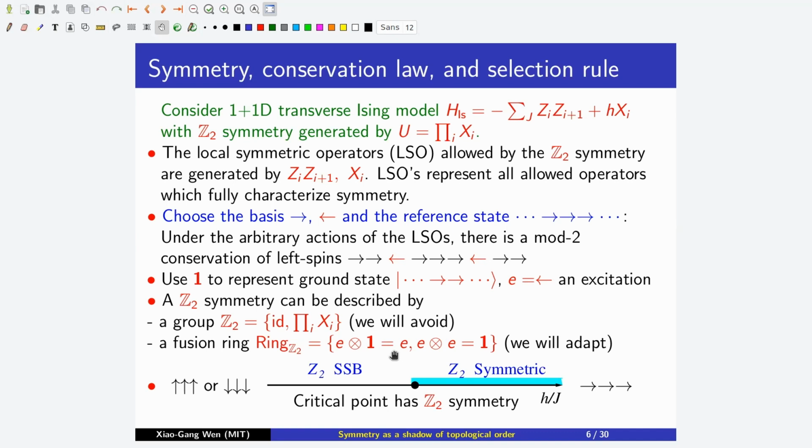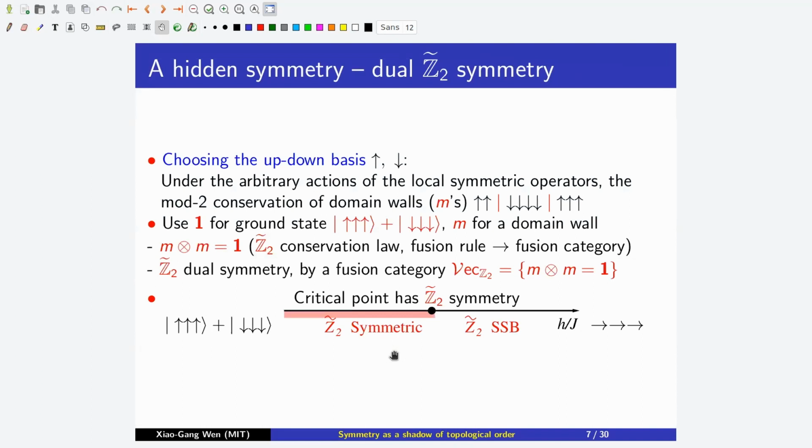So that is the pretty standard picture of the Z2 symmetry, but I described it in a way which makes it easy for me to see a hidden symmetry. If you follow that line of thinking, using local symmetric operators to find their capacity and to find the fusion rule or conservation law, actually you can also find a dual Z2 symmetry. For this dual Z2 symmetry, we choose a different basis. We choose the up and down basis. Then we have domain walls. You can see domain walls in a different basis.